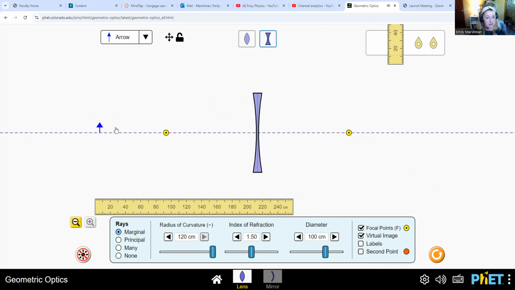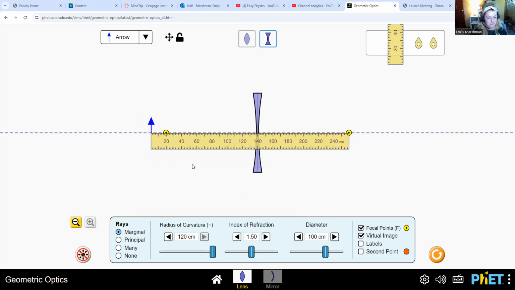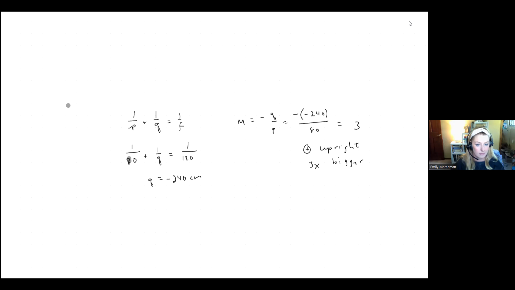Let's set up a situation and make a prediction about where the image would be located and its magnification. So let's put the object at 140 centimeters away. If I work through the math for this, let's do that. I put the object 140 centimeters away. I'm trying to figure out where the image is located. This is a diverging lens. So if you remember, for a diverging lens, the focal length is negative. So I will put negative 120 here.